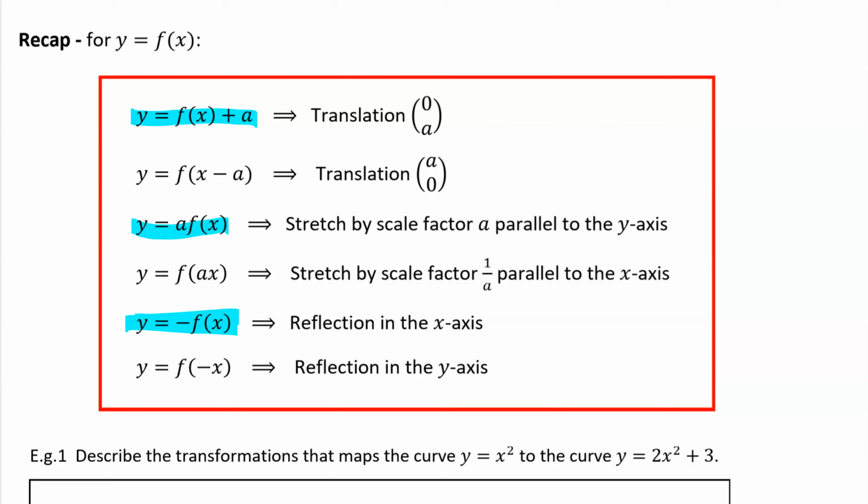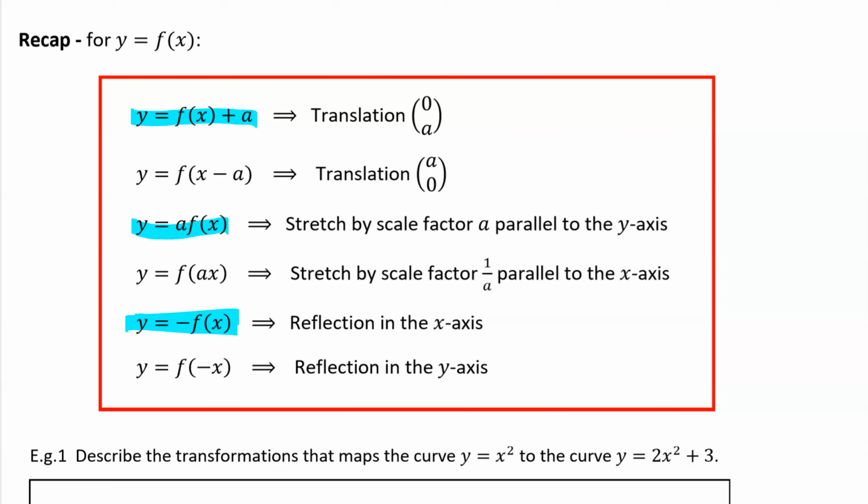It's a stretch if you're multiplying your function by some constant a. And we describe that as a stretch by scale factor a, parallel to the y-axis. Make sure you use all that technical language in the exam. And then finally, if we have y equals minus f of x, this is simply a reflection in your x-axis. Your positive y's become negative y's, your negative y's become positive y's.